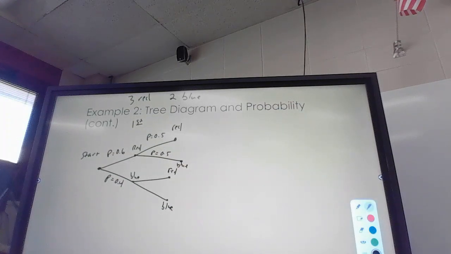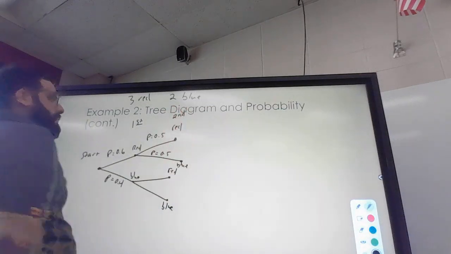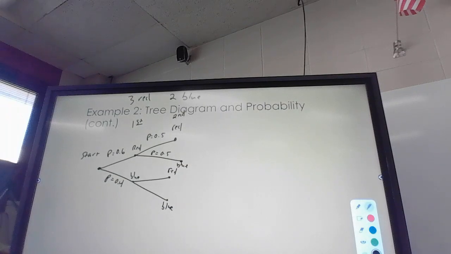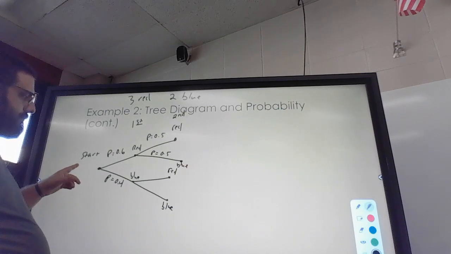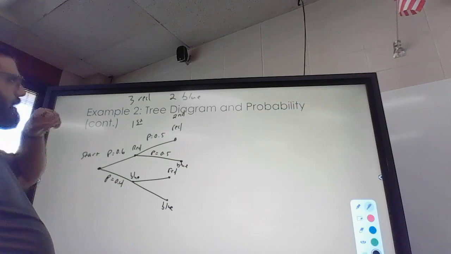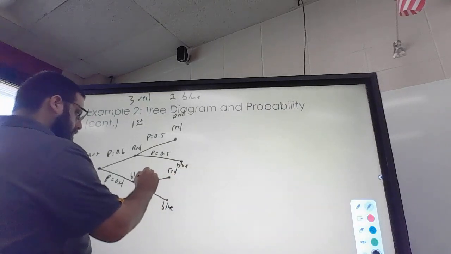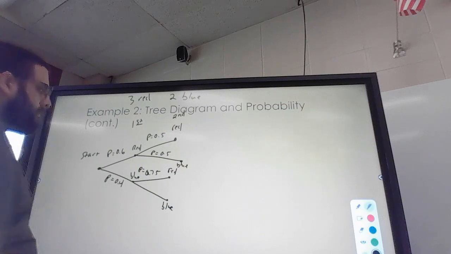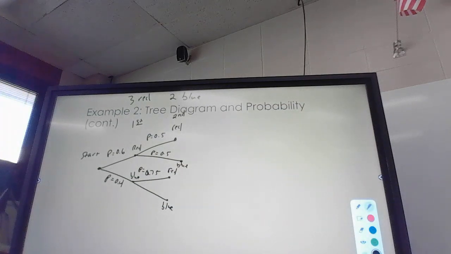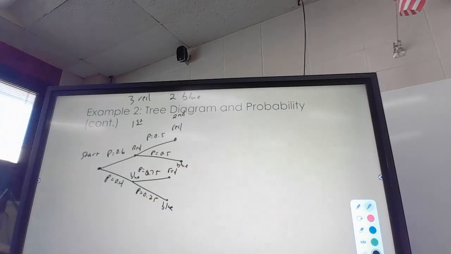Now, when I choose a blue ball the first time, there are 4 balls left. 3 of them are red. 1 of them is now blue. So the probability that I choose a red is now 3 out of 4, or 0.75. When I go to choose another blue, that's 1 out of 4. So that's 0.25.